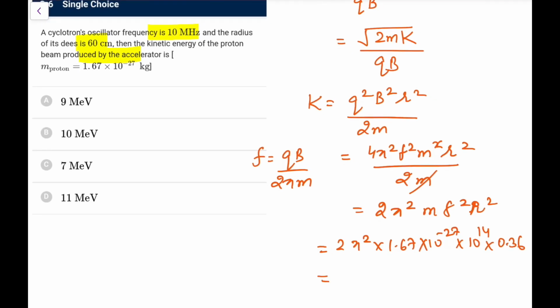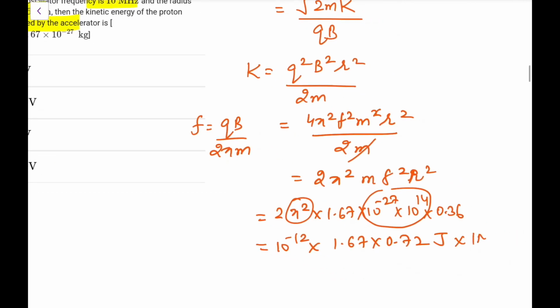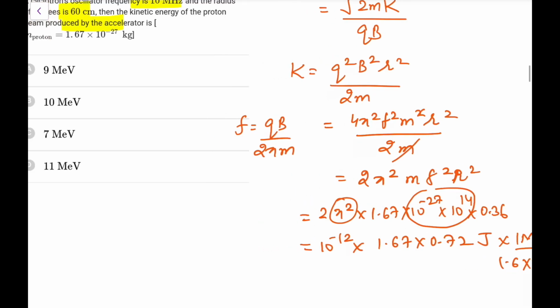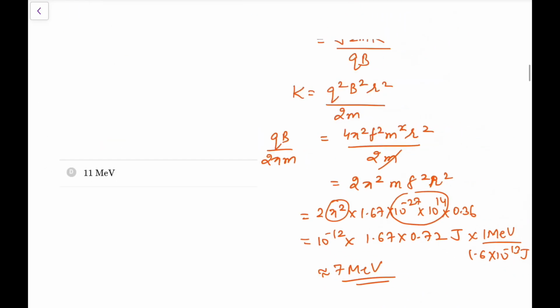I can write it. So what we have, 27 and 14, that is 10 to the power minus 13. This is also 10, so it is 10 to the power minus 12 into 1.67 into 2, that is 0.72. This is what we have in joule. So if I convert it, I know 1 MeV is equal to 1.6 into 10 to the power minus 13 joules. So going by this, it would be approximately 7 MeV. From the data I can make it out 7.2 or 7 MeV. So go for option C.